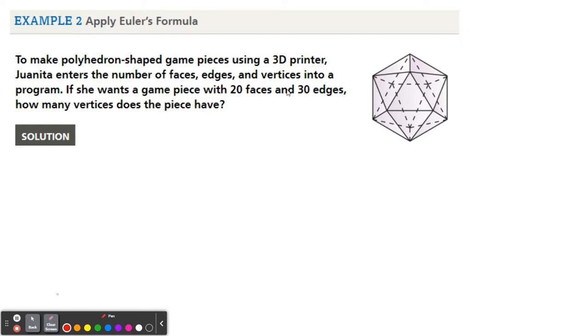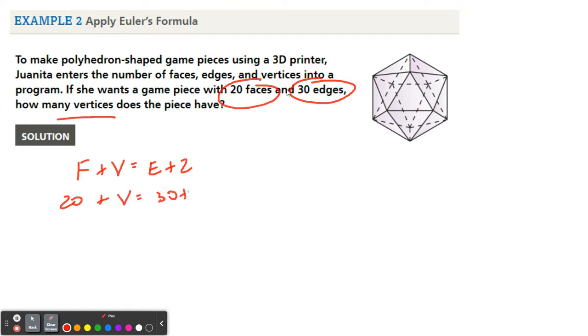Alright, so example 2 says apply Euler's formula. To make a polyhedron-shaped game piece using a 3D printer, Juanita enters the number of faces and edges and vertices into the program. If she wants a game piece to have 20 faces and 30 edges, how many vertices does she need to have? Euler's formula, faces plus vertices equals edges plus 2. 20 faces plus, we don't know how many vertices, equals 30 edges plus 2. So that's 20 plus v equals 32. Subtract 20 on both sides. V equals 12. It needs to have 12 vertices.